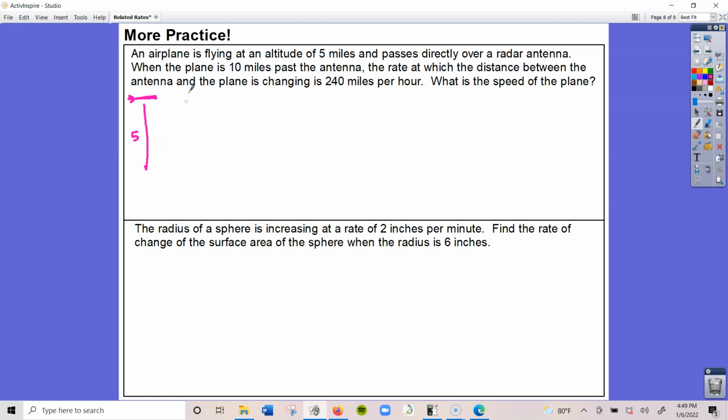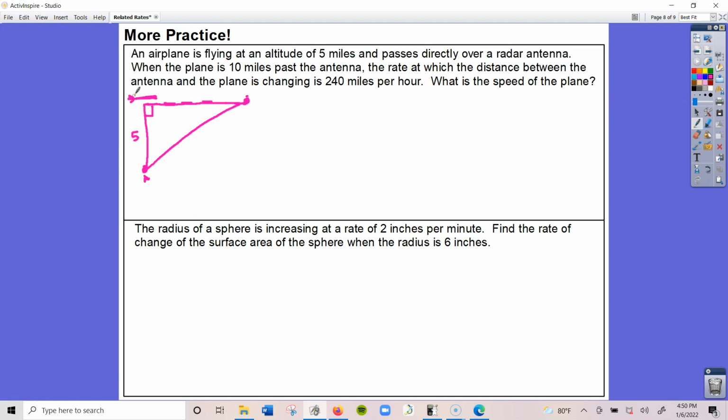And passes directly over a radar antenna. When the plane is 10 miles, so here's my antenna here, I'm just going to call this A for antenna. When the plane is 10 miles past the antenna, so let's say that it's over here. The rate at which the distance between the antenna and the plane is changing is 240 miles per hour. What is the speed of the plane? So if my plane was here and now my plane is here, this also forms now a right triangle.